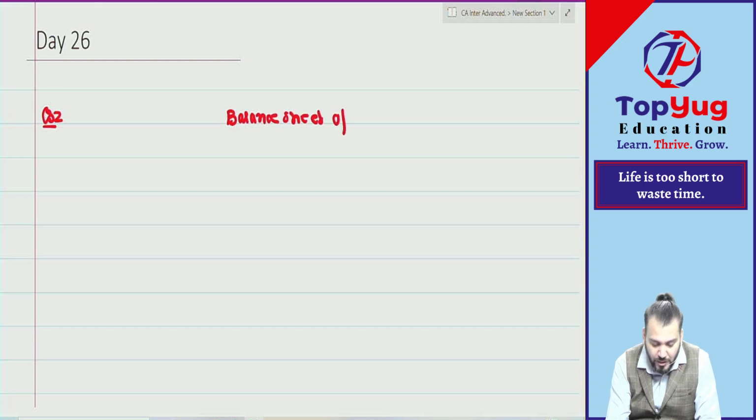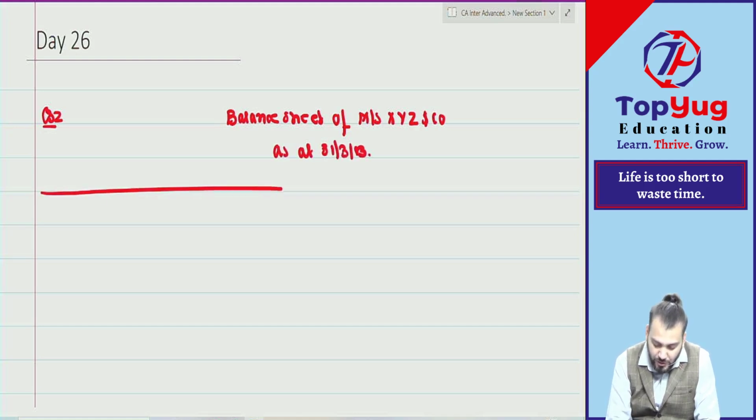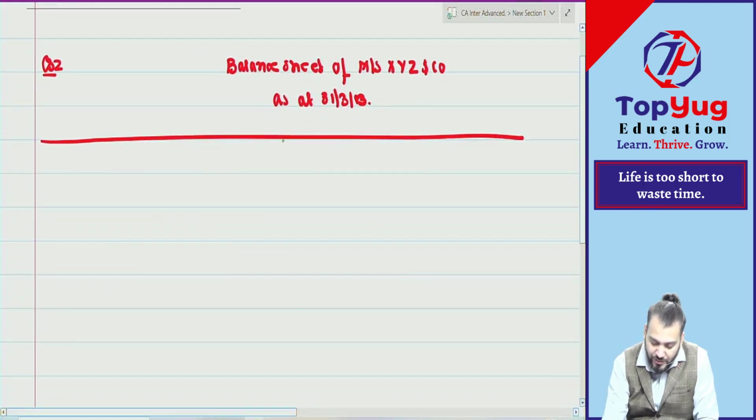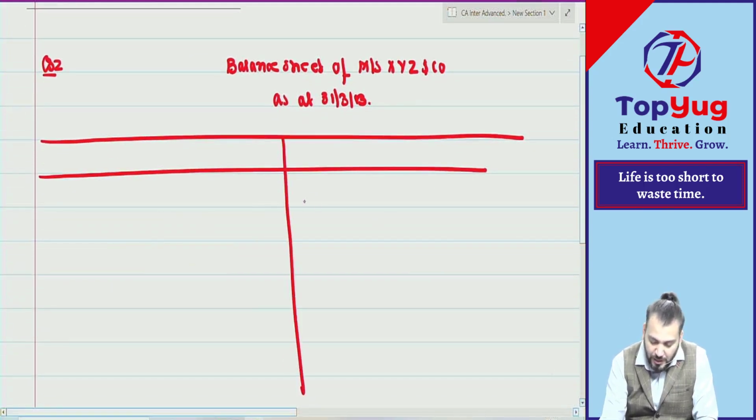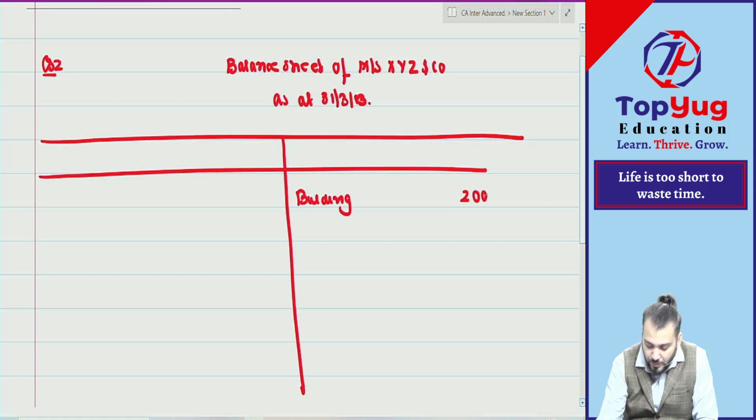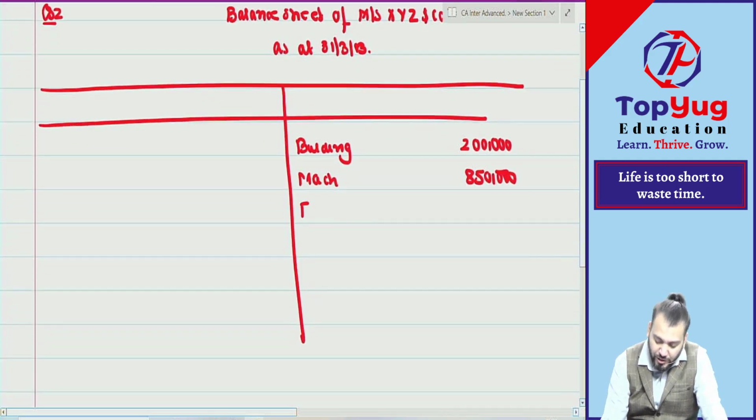Balance sheet of which company? X, Y and Z company, as at 31st March 2003. Can you give me all the assets? Building, at what amount? Building 2 lakh. Then machinery, how much? 8,50,000. Then furniture, how much? 52,000.